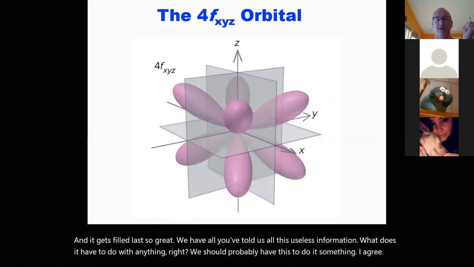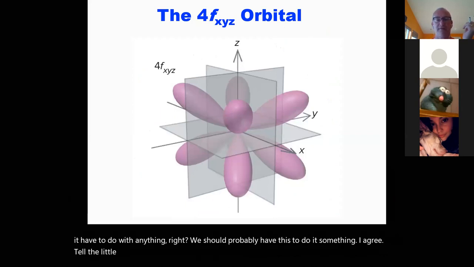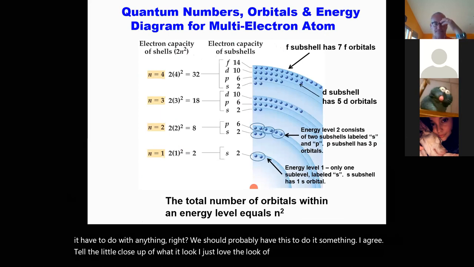The little close-up of what it looked like. I just love the look of it. So what does it mean? So these are the different subshells.